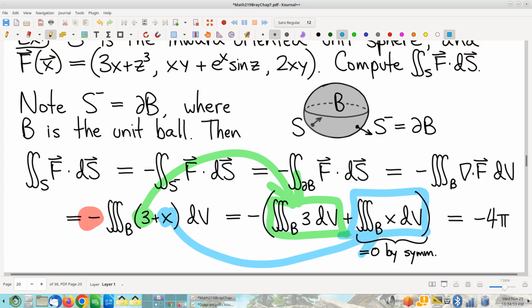And each of these is convenient by a different trick. 3 is constant, so this becomes just 3 times the volume. X does have an odd symmetry through a plane that is also a symmetry of the domain, the unit ball. So this is 0 by symmetry. This one is easy arithmetic. Everybody on board? So this example is kind of a dual-purpose example. It's an example of how to use the divergence theorem. It's also an example of a real cool integration move that you should always be on the lookout for. Everybody all right?